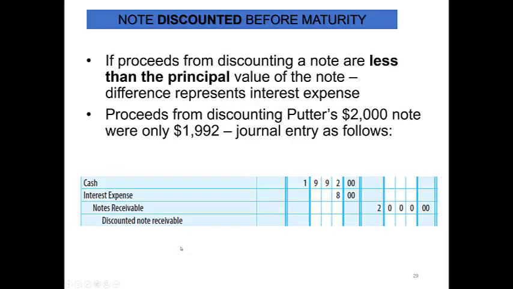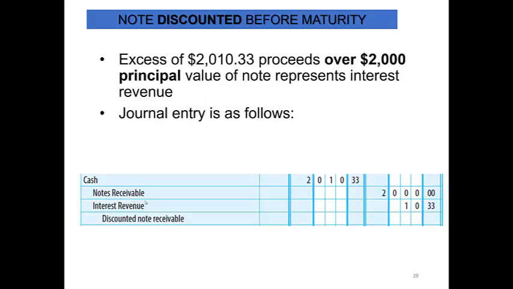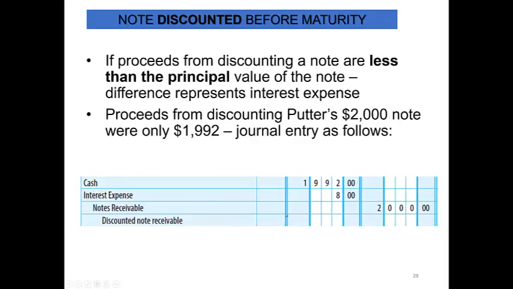If the proceeds happen to be less than the face value, say the proceeds were $1,992, the face value of the note's $2,000, so we actually received less than the face value, so we have to debit $8 to interest expense. So if it's more than face value, like in this example, then we're going to credit an interest revenue for the difference. Since it's less than face value, we're going to debit interest expense for the difference.